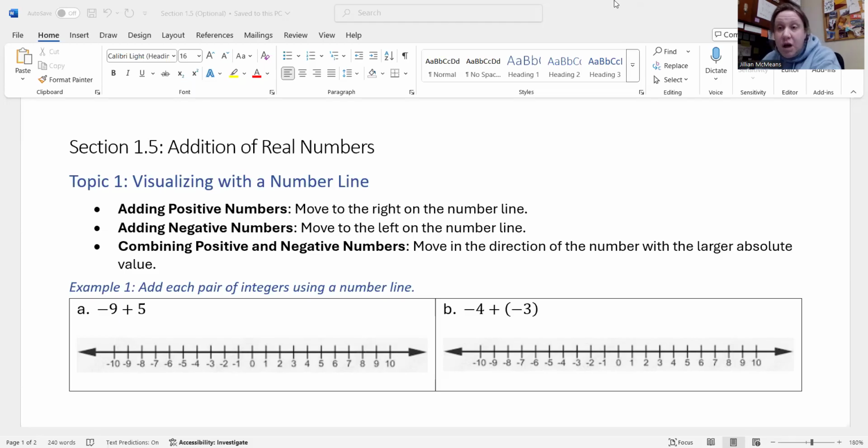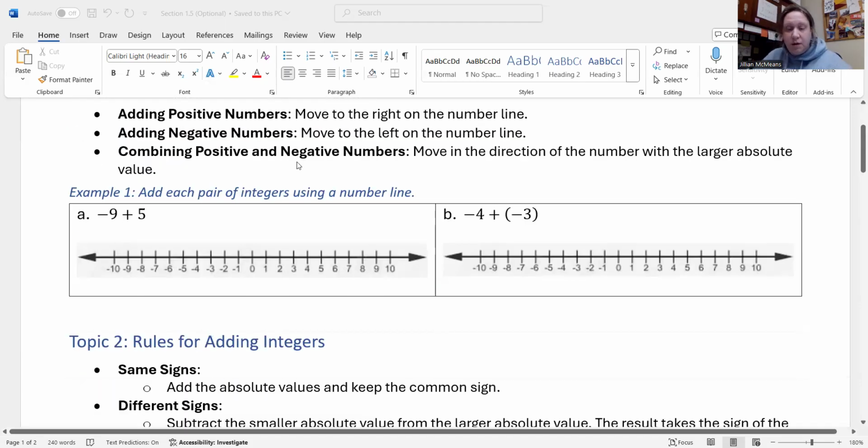All right, so topic 1 is visualizing with a number line. How do we add integers? Let's think about a number line first. If you're adding a positive number, you move to the right. If you're adding a negative number, you move to the left. Combining positive and negative numbers, move in the direction of the number with the larger absolute value. Let's see how this is going to work.